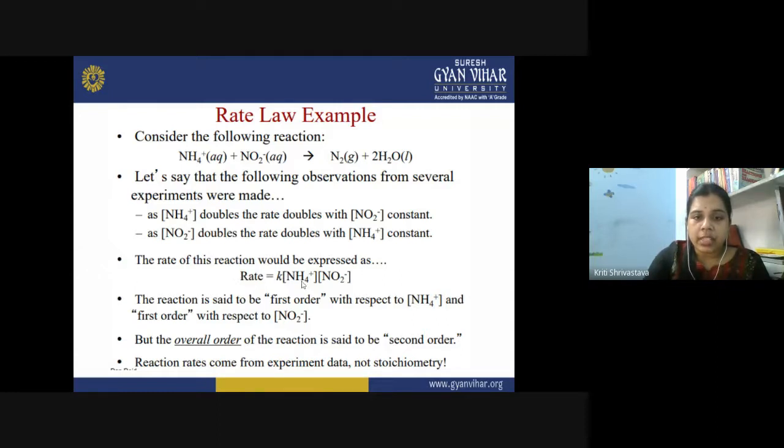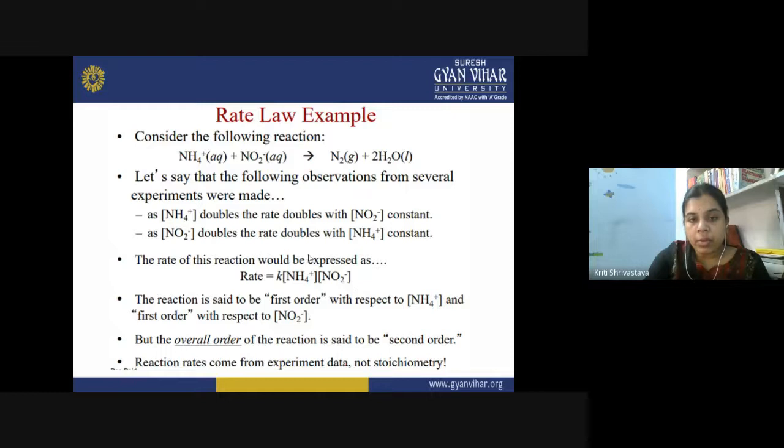So if you double the concentration of NH4+, definitely it will double the rate. And if you simply double the NO2- concentration, what will happen? It will also double the rate of the reaction. So a simple rate law can be written from these observations, and this reaction is said to be first order with respect to NH4+ and first order with respect to NO2-. So both of the reactants are able to affect the rate of the reaction, and therefore the reaction is first order with respect to each of them.